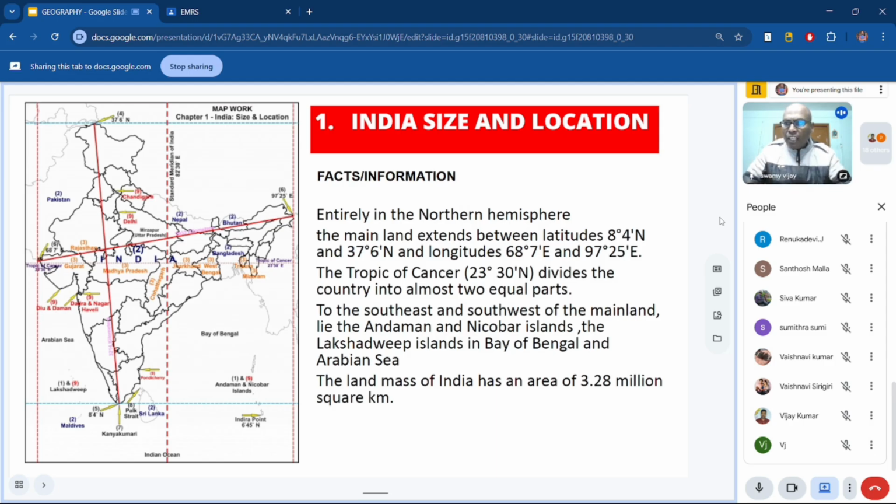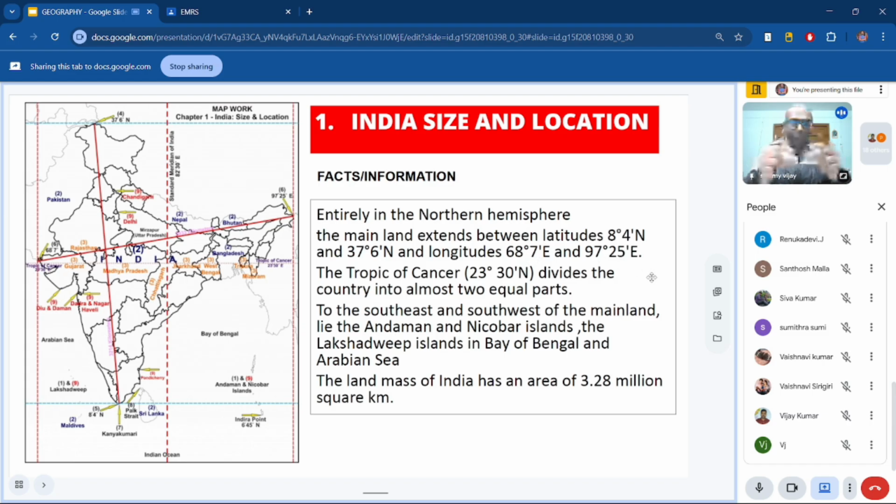On the left side, you can enlarge it and see the red dotted line, which is considered the Indian Standard Time line. Entirely facts and information, so let us be very precise. Entirely in the northern hemisphere, the mainland extends between latitudes 8.4 degrees north and 37.6 degrees north, and longitudes, the straight lines, 68.7 east and 97.25 east.